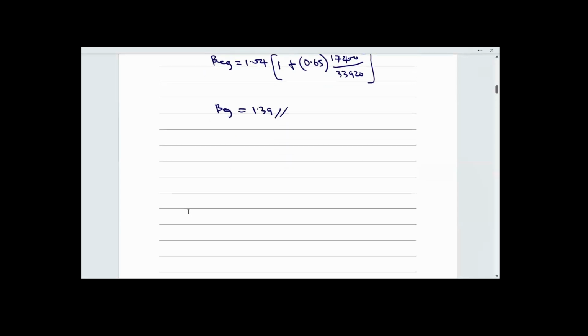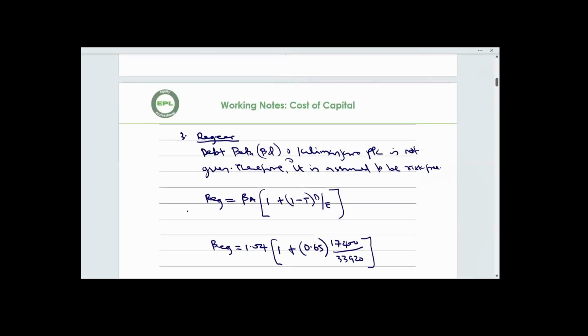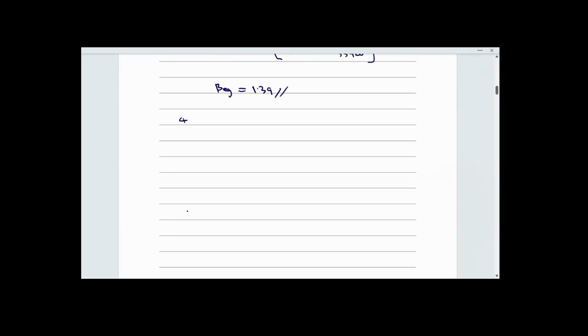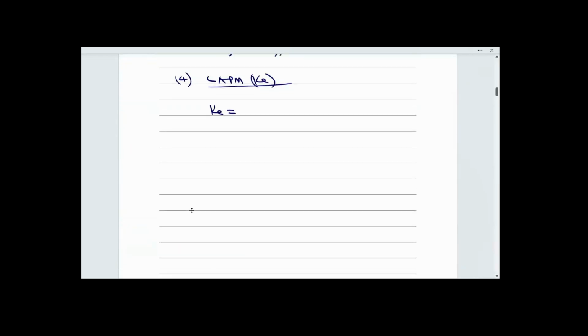Step 4 says you should calculate cost of equity using CAPM. So KE equal to risk-free rate of return, cost of equity equal to risk-free rate of return plus beta multiplied by market return minus risk-free rate of return. So cost of equity equal.